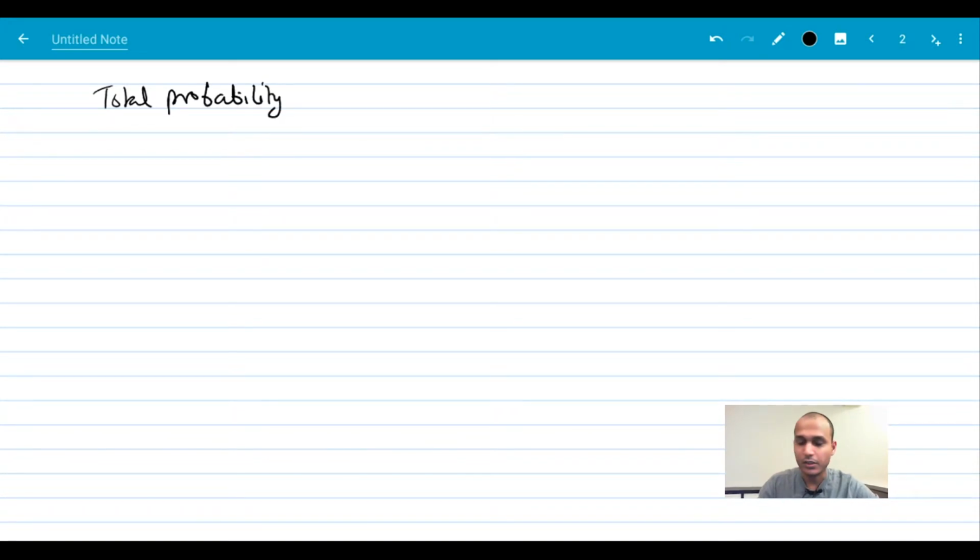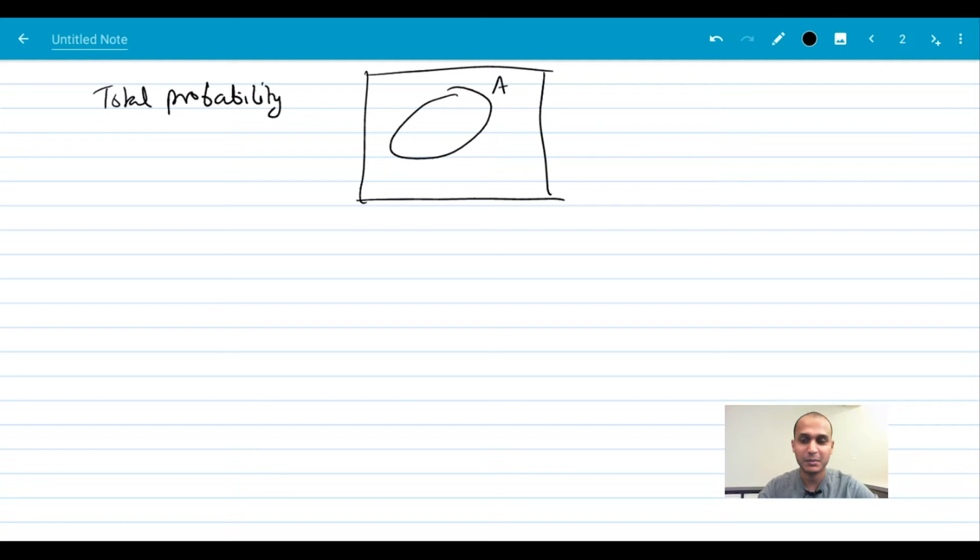Okay. So the total probability rule, or the law of total probability, just means that if I have an event A, so let's say this is event A, and this is a sample space. I'm always using this square to represent the sample space, but as we saw in previous videos, it can be just a few numbers, or it could be an infinite number of elements or outcomes, and so on.